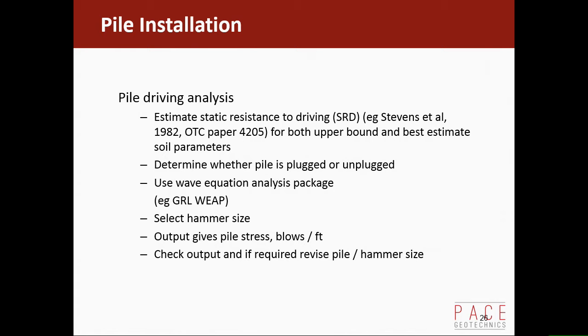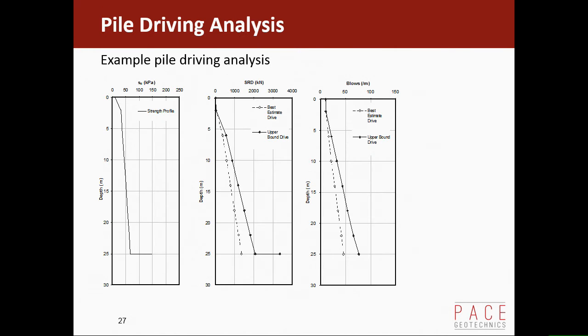And GRL WEAP is the industry standard. Basically you calculate the compression wave going down the pile and how that responds to the soil, and then how far you drive it on each blow. You select a hammer, try and drive it, make sure your blow count's all right, and if your hammer's not big enough, or you've got too many blows, you go back and reanalyze it, until you get to the right sized hammer. Mainly, the client will tell you, that's the hammer I want to use, can I use it? And if you can't use it, you've usually got to try and find a way of making it work, or find the cost.